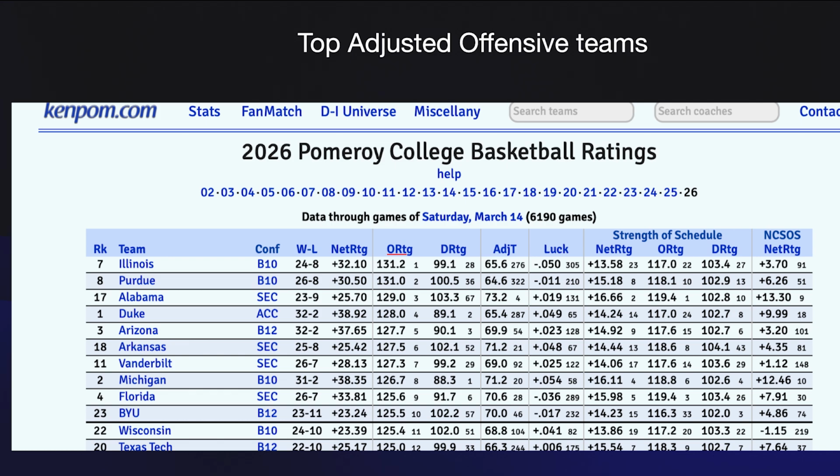So, who has the best offense? This isn't who scores the most points per game or who has the highest field goal percentage. This takes in a lot of things, most notably points per 100 possessions. So, Illinois was the best offensive team.